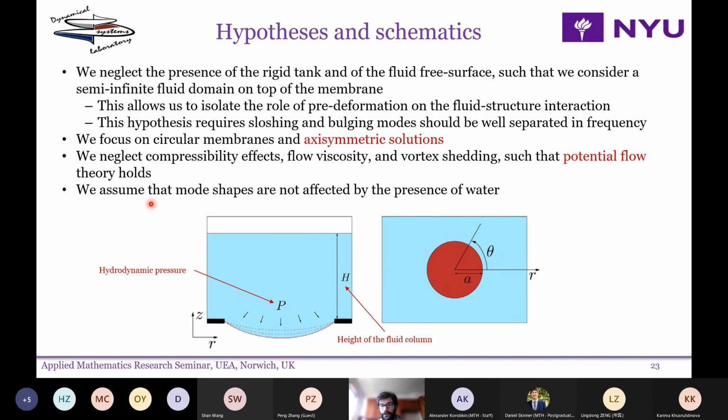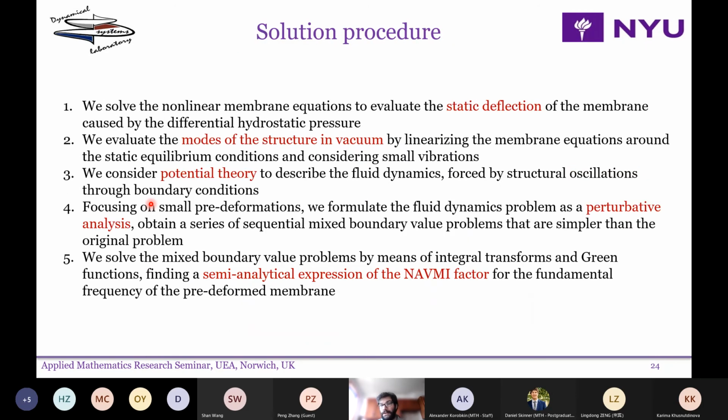So what we are going to do is, first of all, find the pre-deformation of the membrane. Then we are going to consider small vibrations around that pre-deformation, so that at that point the structural problem becomes linear. And since we use a potential flow theory that is linear, we can study a linear fluid structure interaction problem around the deformed configuration, and in this linear fluid structure interaction problem, we can utilize a modal approach. The solution procedure at this point is to evaluate from the nonlinear membrane equations the static deflection of the membrane because of the differential hydrostatic pressure.